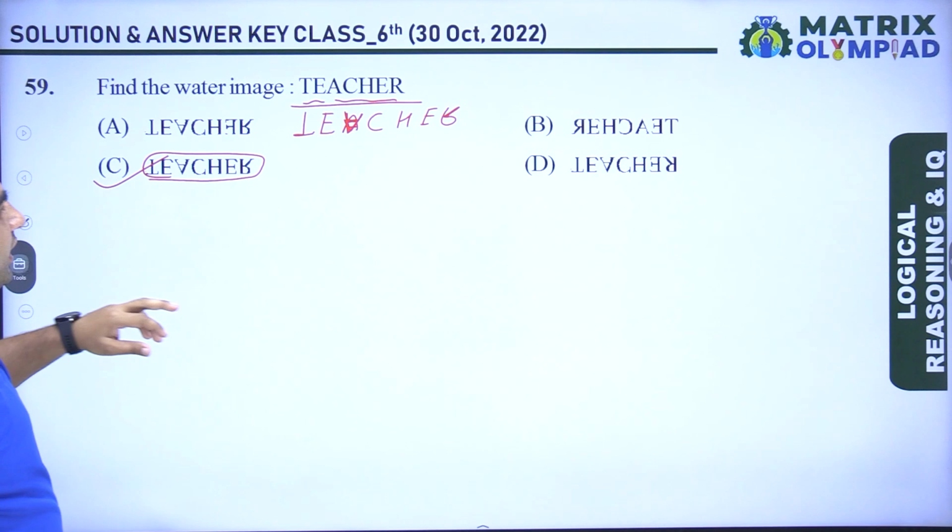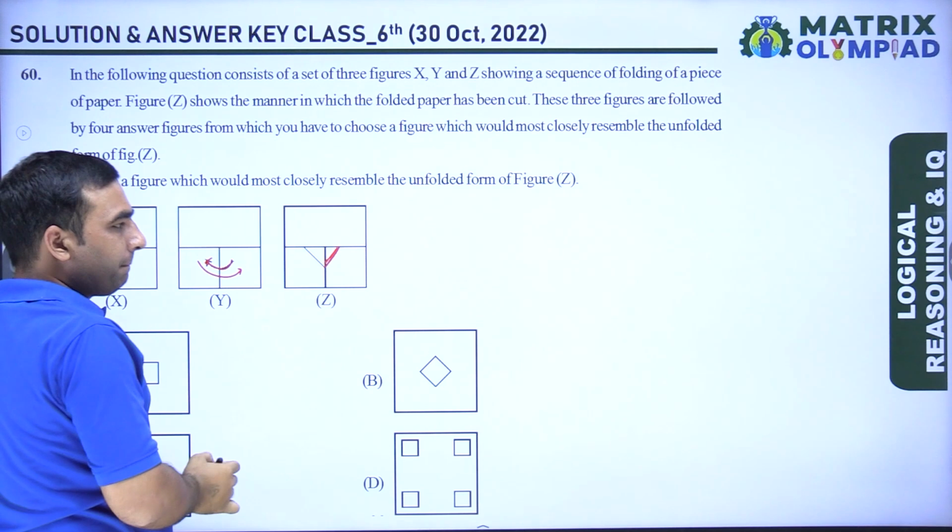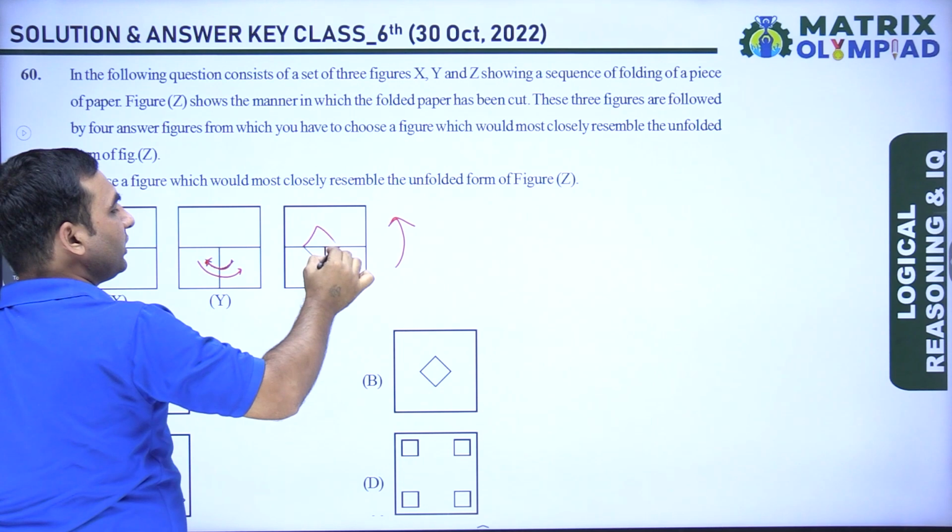Next question is paper folding. If this paper is folded this side and this is folded this side, and then we open this paper this side, the cut is here. If this paper is unfolded from the upper side this way, it becomes a square form. Option B is the correct answer.